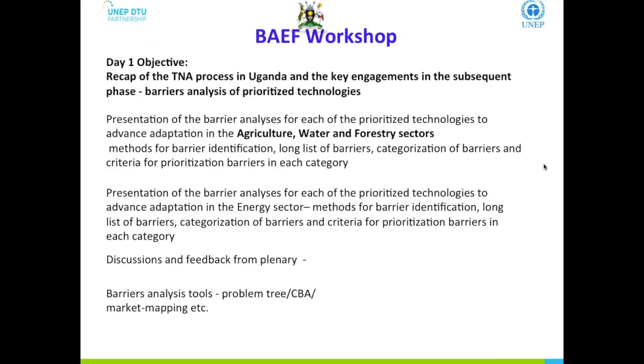So very, very quickly, the objective really was for us to look at the barrier analysis. The presentations mainly were made by our consultants in the different sectors that I've highlighted above: agriculture, water, and forestry. And we also discussed the methods of barrier identification. We had the long list of the barriers that I talked about, and the categorization of these barriers based on certain criteria that we had developed. And thereafter, we did barrier analysis.